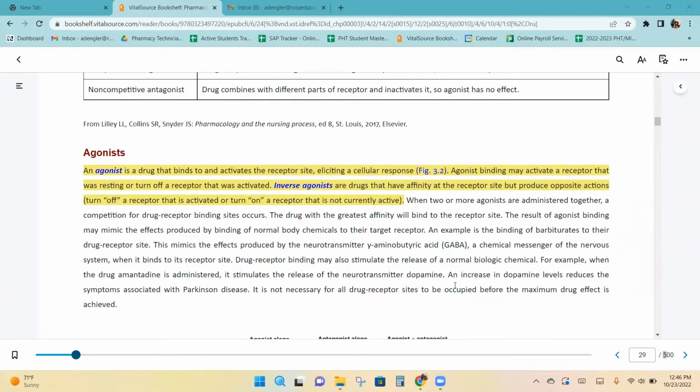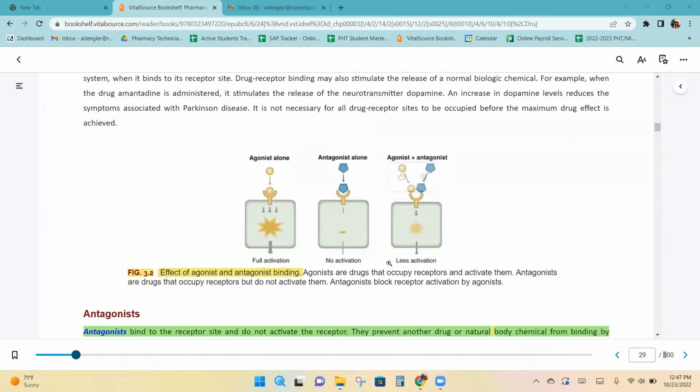An agonist is a drug that binds to and activates the receptor site, eliciting a cellular response. Agonist binding may activate a receptor that was resting or turn off a receptor that was activated. Inverse agonists are drugs that have affinity at the receptor site but produce opposite actions, turn off a receptor that is activated or turn on a receptor that is not currently activated. Figure 3.2 shows the effect of agonist and antagonist binding.